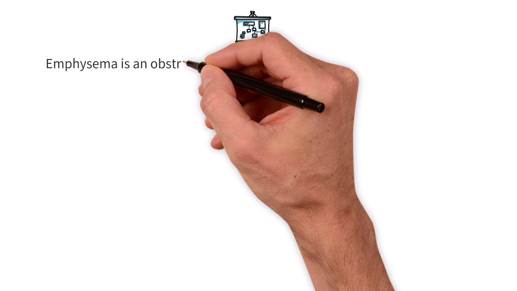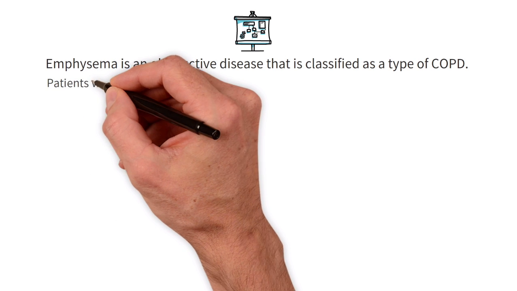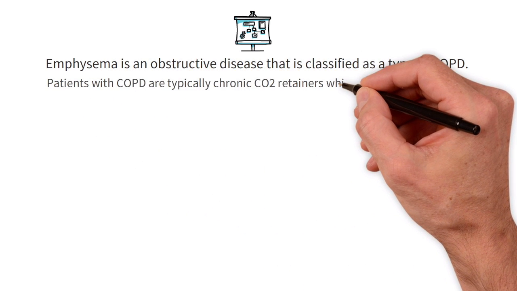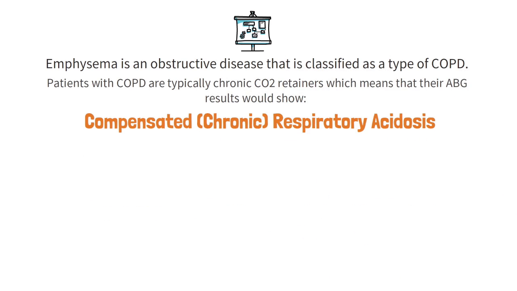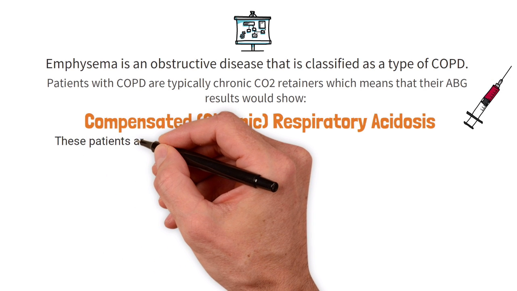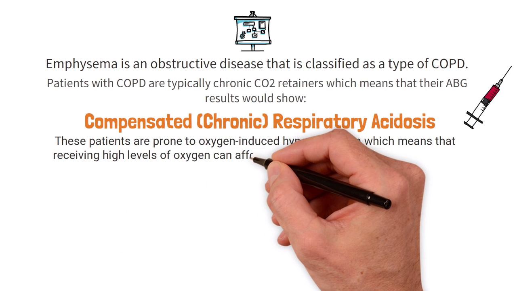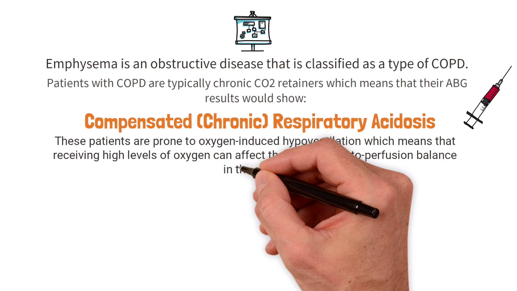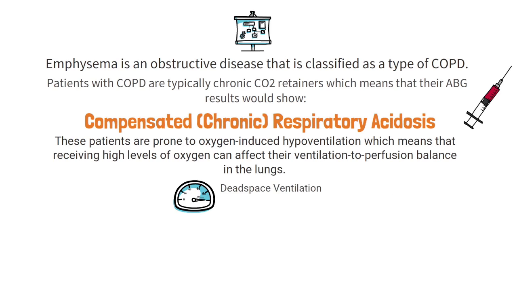Let's break it down. First and foremost, you needed to recognize that emphysema is an obstructive disease that is classified as a type of COPD. Patients with COPD are typically chronic CO2 retainers, which means that their ABG results would show compensated respiratory acidosis. These patients are prone to oxygen-induced hypoventilation, which means that receiving high levels of oxygen can affect their ventilation to perfusion balance in the lungs. This ultimately causes an increase in dead space ventilation and thus an increase in the PaCO2 level.